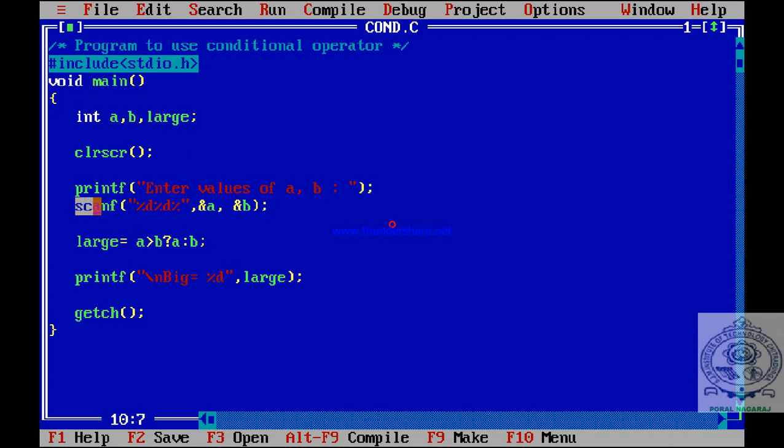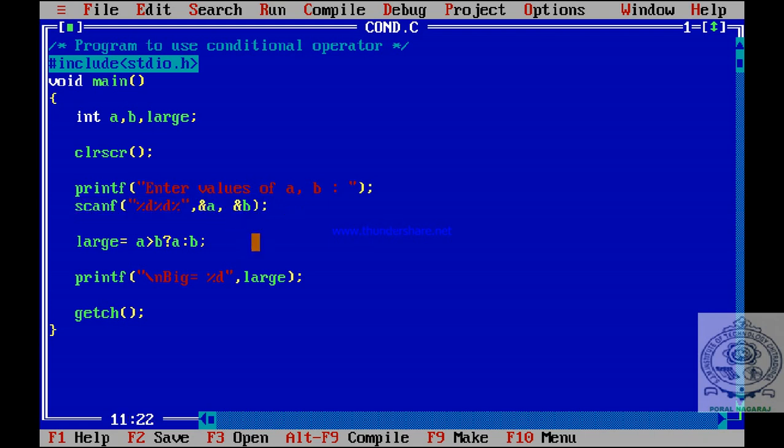So you have to read, that is scanf, percentage d, percentage d, ampersand a, ampersand b. You have to read two inputs. So scanf should be preceded by printf. That's why printf: enter values of a, b. Now the scanf statement allows you to type two inputs, first value for a, second value for b.